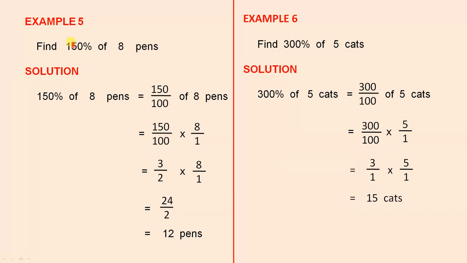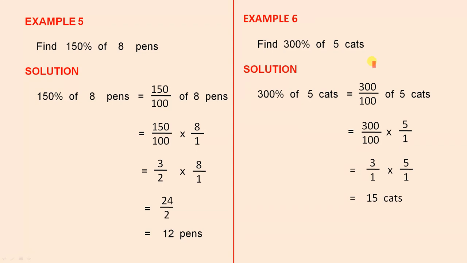Example 5. Find 150% of 8 pens. Solution, 150% of 8 pens is 150 over 100 of 8 pens, which is 150 over 100 times 8 over 1. To simplify this, divide top and bottom by 50. That gives us 3 over 2. There's your 8 over 1. 3 eights are 24. 2 ones are 2. 24 divided by 2 is 12. So 150% of 8 pens is 12 pens.